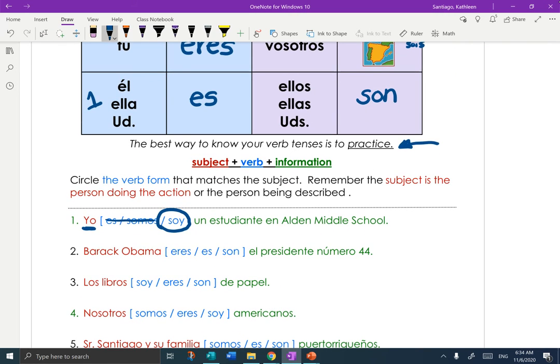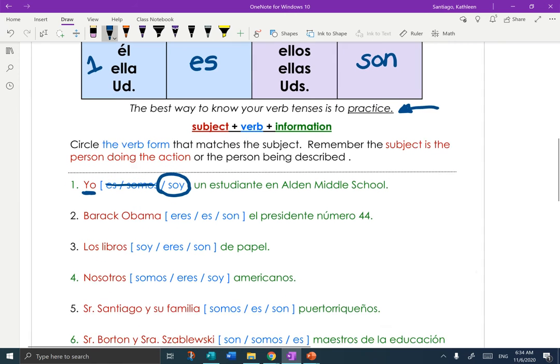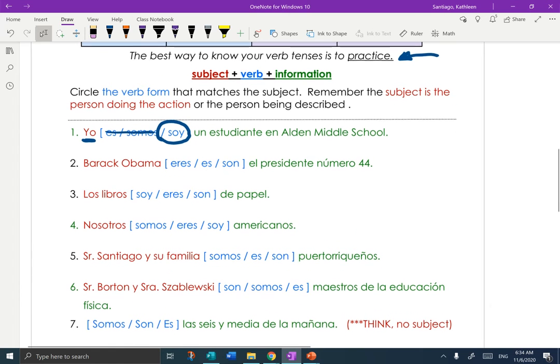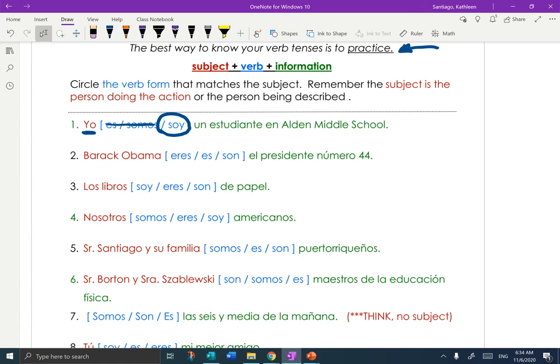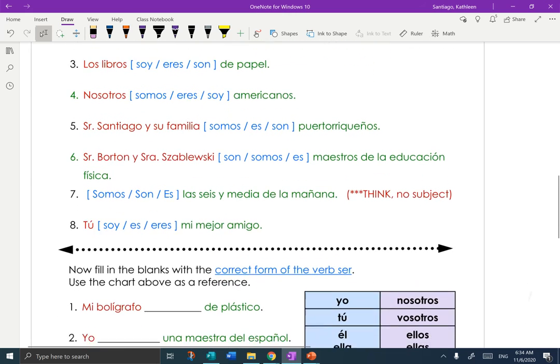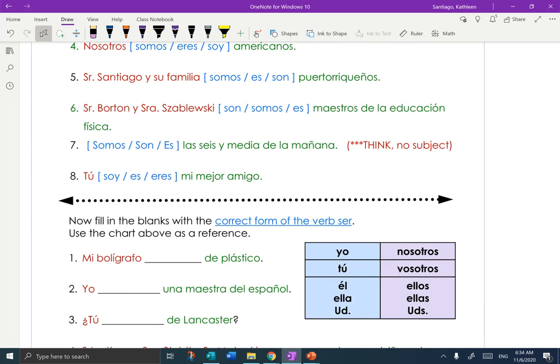If you need to know, libros are books. So number 3, libros are books. Then you have nosotros, Sra Santiago y su familia, Señor Barton y Señora Sabluski. Nothing in that one. You're going to have to think and read the part in green. And then 2. Okay, now we're going to start putting them into sentences.